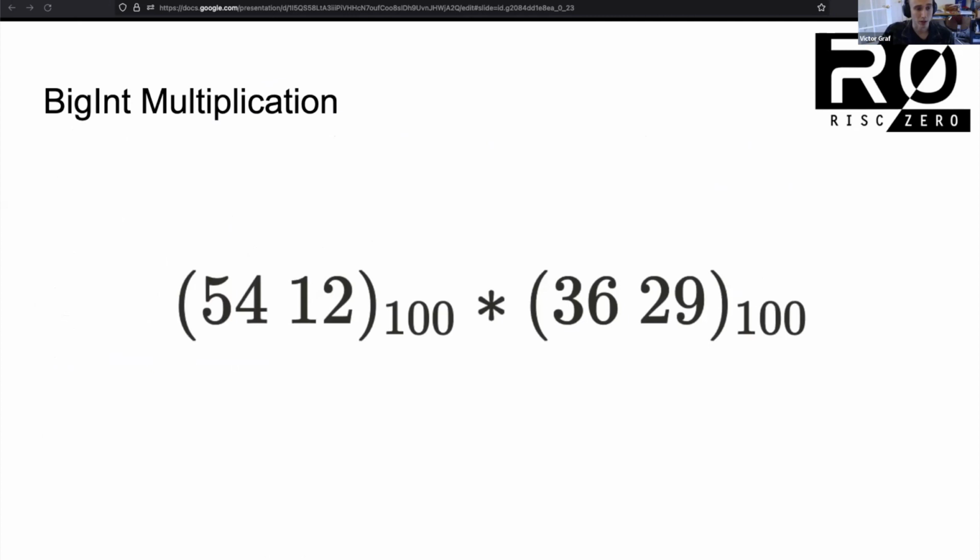In this case, we're going to multiply some smaller values, because multiplication usually takes longer, and so you need smaller values to work with. And so we're going to multiply 5,412 times 3,629.